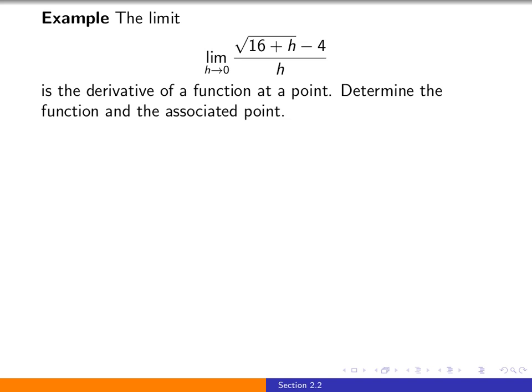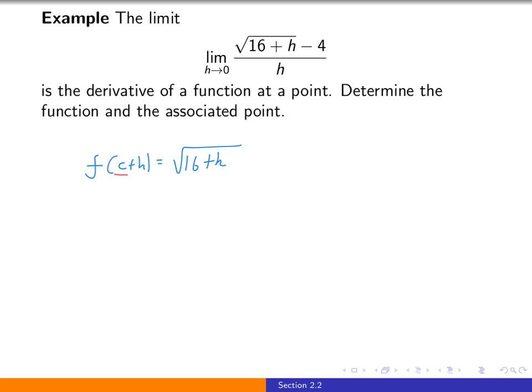So a very similar problem. What we would like to do is compare here to the difference quotient and determine what is the function we are taking the derivative of and at which point. So once again, if we look at the first term in the numerator, because we're taking the limit of a difference quotient, f of c plus h is represented by the square root of 16 plus h.